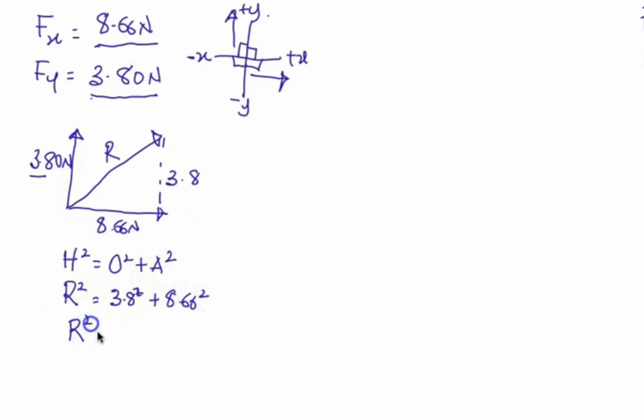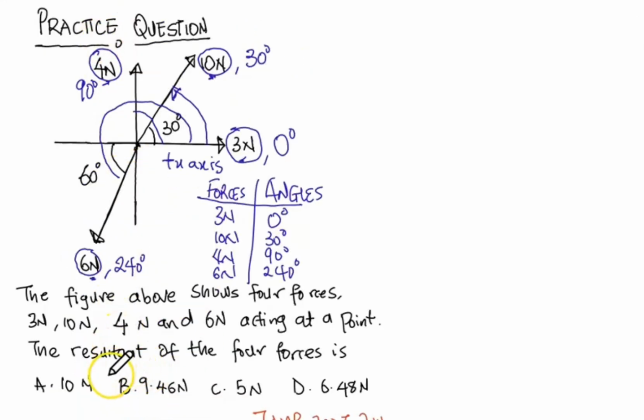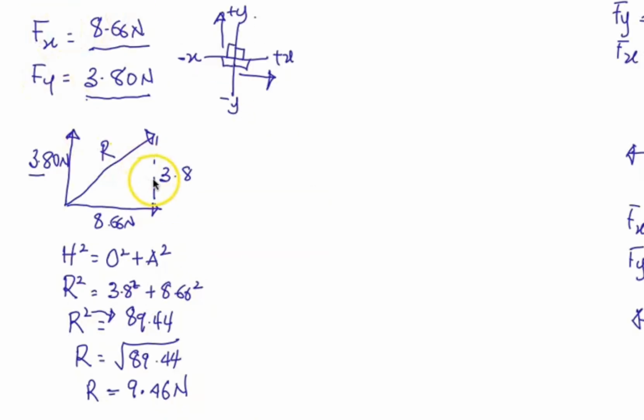So now R square will be equal to, when you solve this, you are going to end up having 89.44. Then you take this square to this side and it becomes a square root. So I'm going to have that as R is equal to the square root of 89.44. When you simplify that, R will give you 9.46 Newton. So our answer to the question is 9.46, making the answer option B, which is 9.46 Newton.